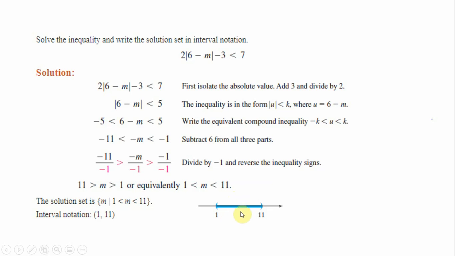So let's pick a number in here and just see if this works. Let's pick 10. 6 minus 10 is negative 4. The absolute value would be plus 4. 2 times 4 is 8. 8 minus 3 is 5. And 5 is less than 7. How about 20? 6 minus 20 would be minus 14. Absolute value plus 14. 2 times that, 28 minus 3 is 25. And that's certainly not less than 7.